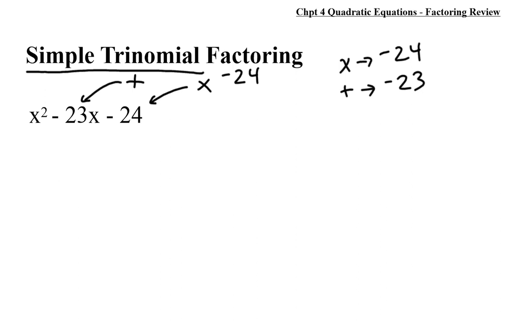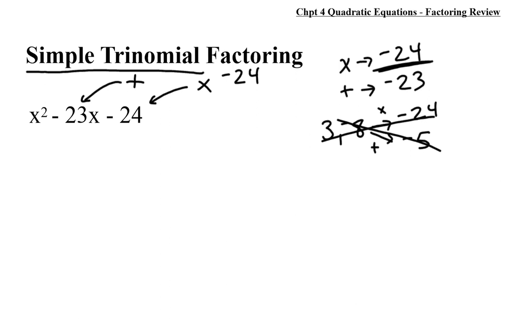Well, start with the negative 24 as my suggestion, fewer combinations. What about 3 and negative 8? Multiplies to negative 24, but it adds to negative 5. Doesn't work. What else will give us negative 24? Well, you have a negative 2 and a positive 12. Multiplies to negative 24, adds to 10. Doesn't cut it.